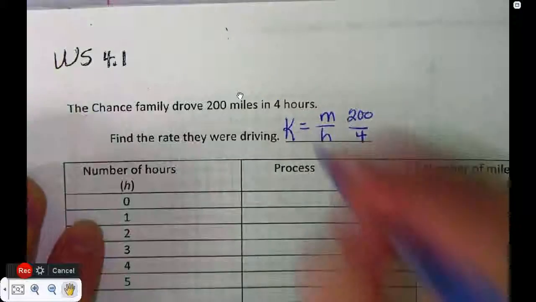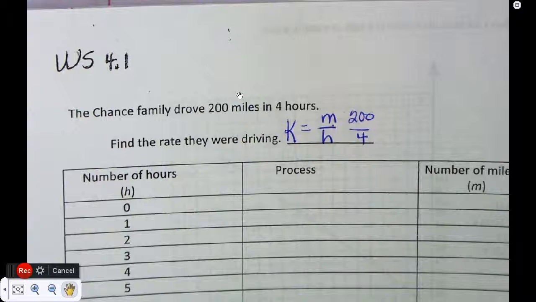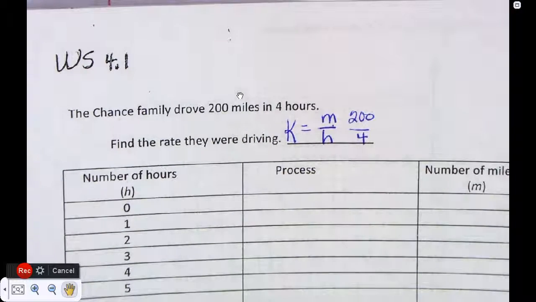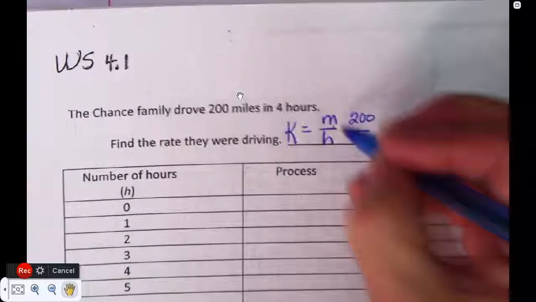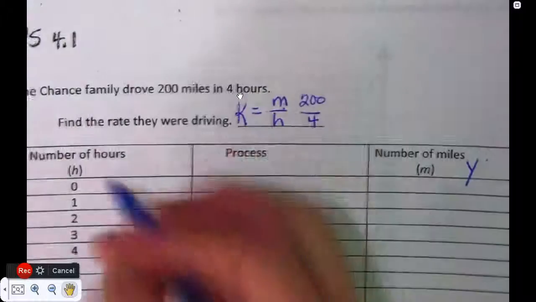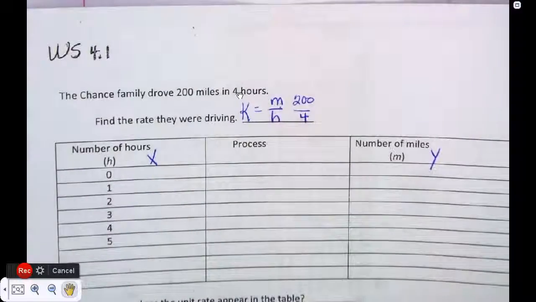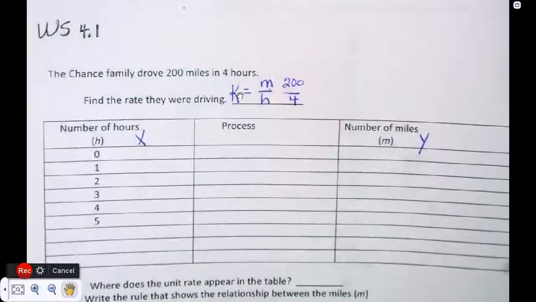So the miles, guys, think about this. Would you be going hours per mile? Would you be trying to figure out how many hours you went per mile? That'd be like a turtle. Hours per mile. You see? So it's miles per hour. So the miles is going to be your Y, and your hours is going to be your X. Doesn't that make sense? Okay.